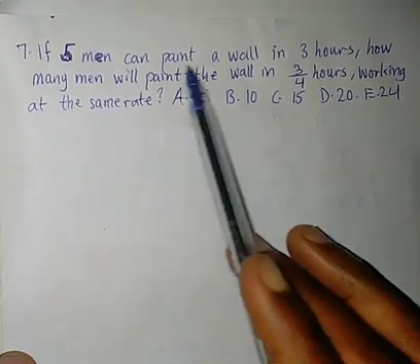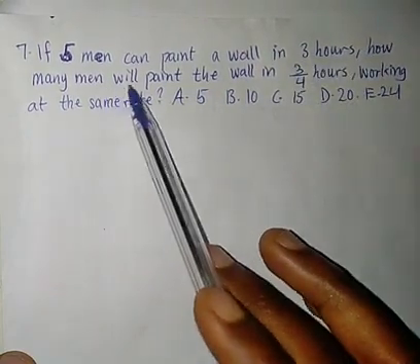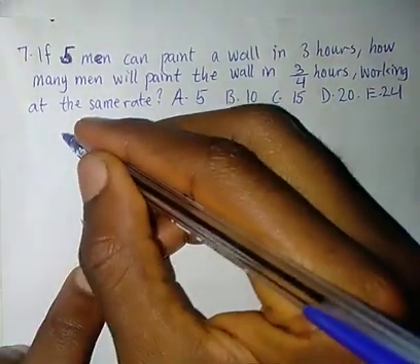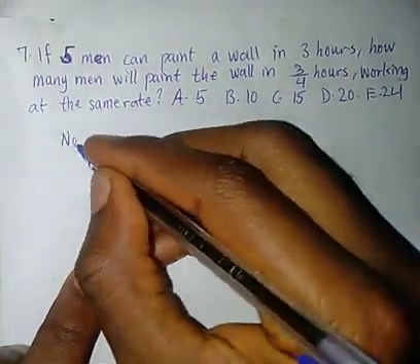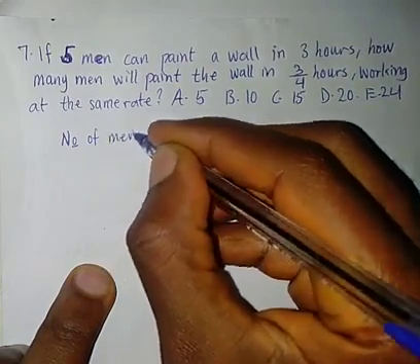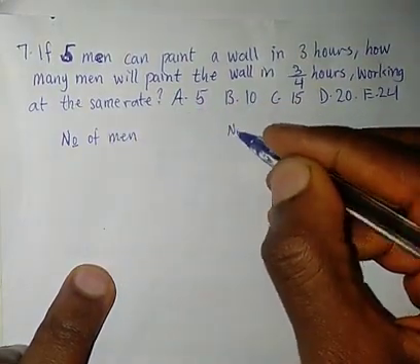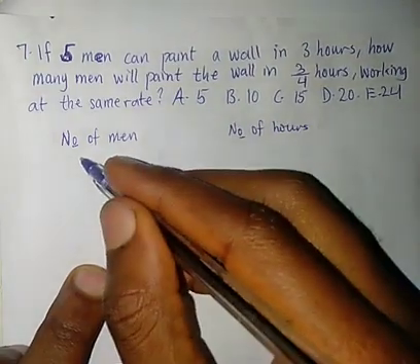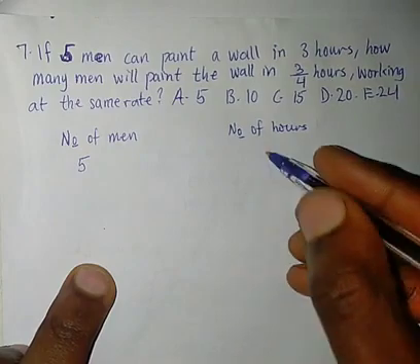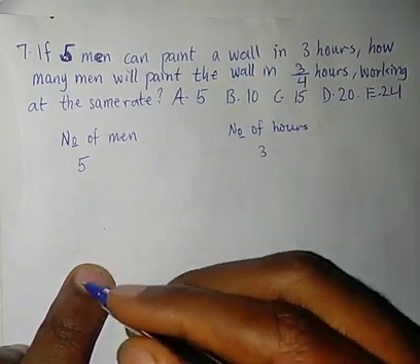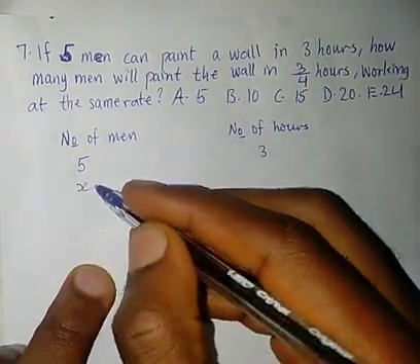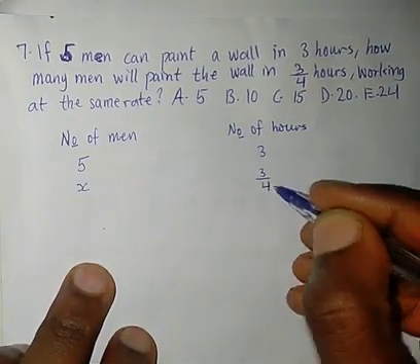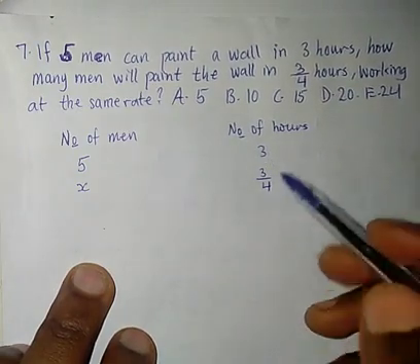5 men paint a wall in 3 hours. How many men will paint the wall in 3/4 hours? So we have the number of men and the number of hours of work. We have 5 men, 3 hours. Now, how many men? We don't know yet. So let's represent it with x for 3/4 hours.